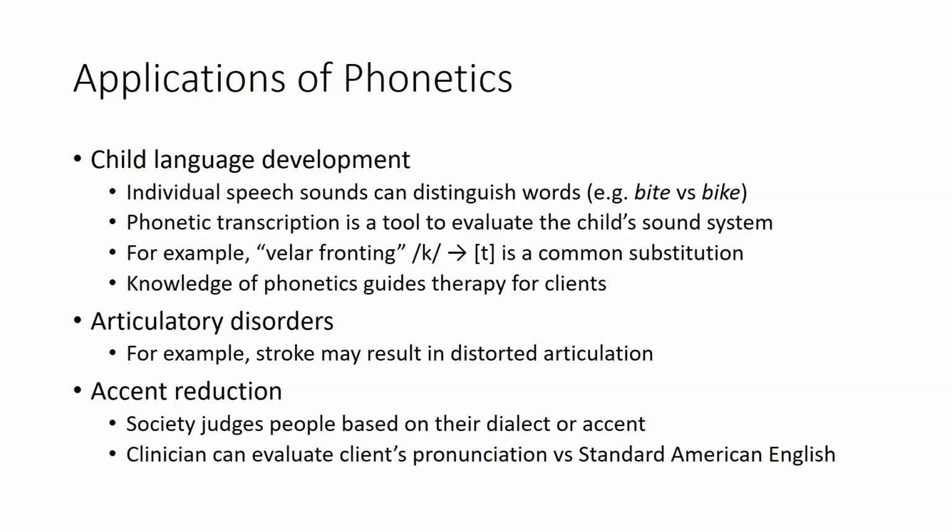We can use phonetic transcription of the speech produced by a child to evaluate the development of their sound system. In many kids, it's common to have what you might call an error or a mistake, but it's really an underdeveloped system where some distinctions are not yet made. The process of velar fronting is common, where K sounds are commonly replaced by T sounds. So a young child might not make a difference that you can hear between bite and bike.